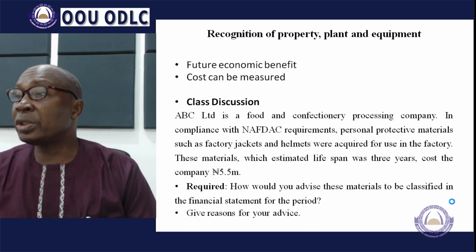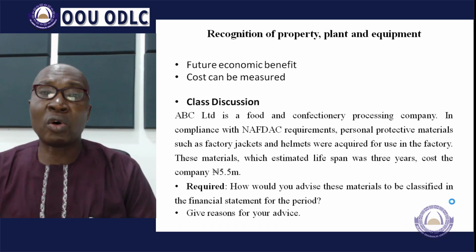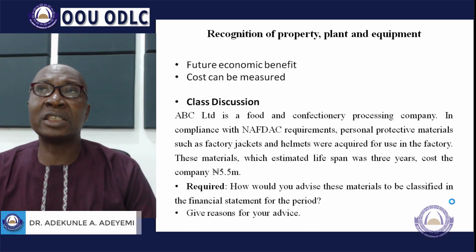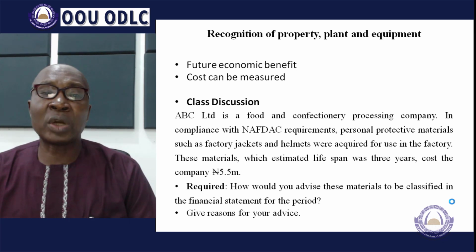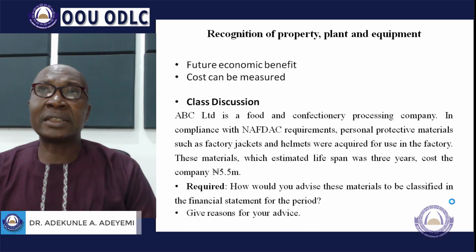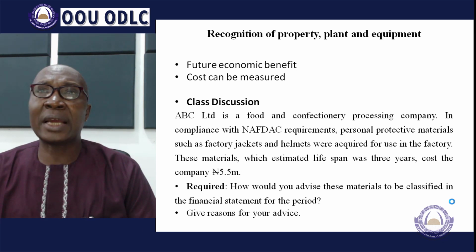There are two recognition principles specified by IAS 16 for items of property, plant and equipment. One is the future economic benefit derived from the PPE, that the future economic benefits are inherent in the item, and that the future economic benefit will flow to the entity that is recognizing such item. And B, that the cost related to the item can be reliably measured.